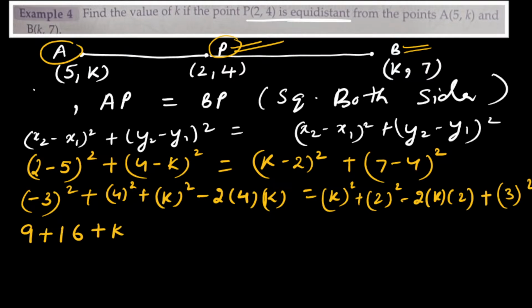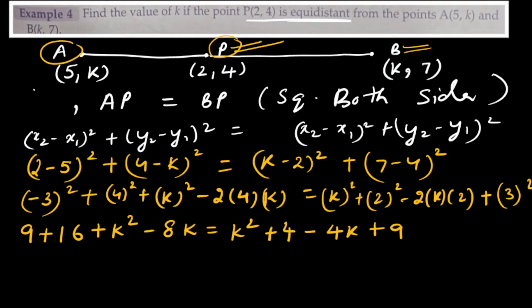K square as it is we can write. Here we'll get minus 8k. Other side k square. Then 2 square is 4 minus 4k plus 3 square is 9. 3 into 3 is 9.